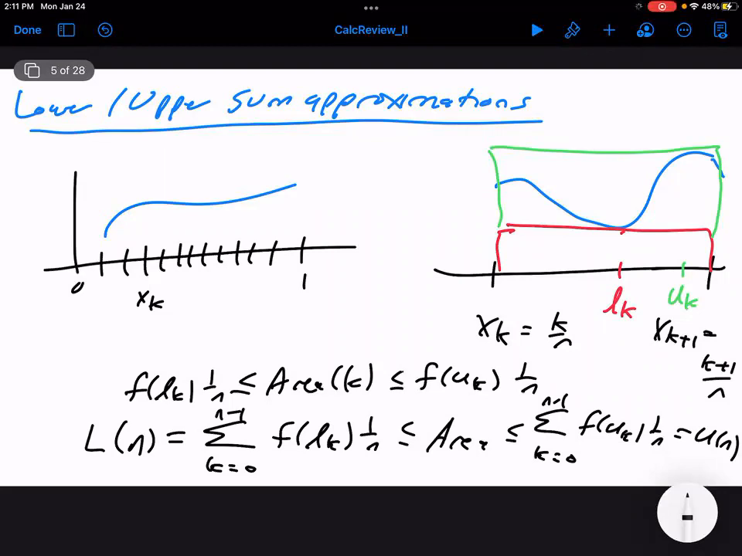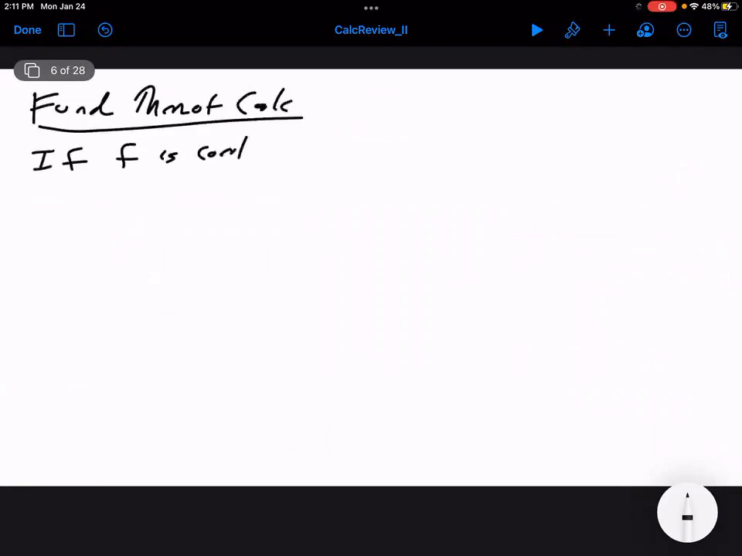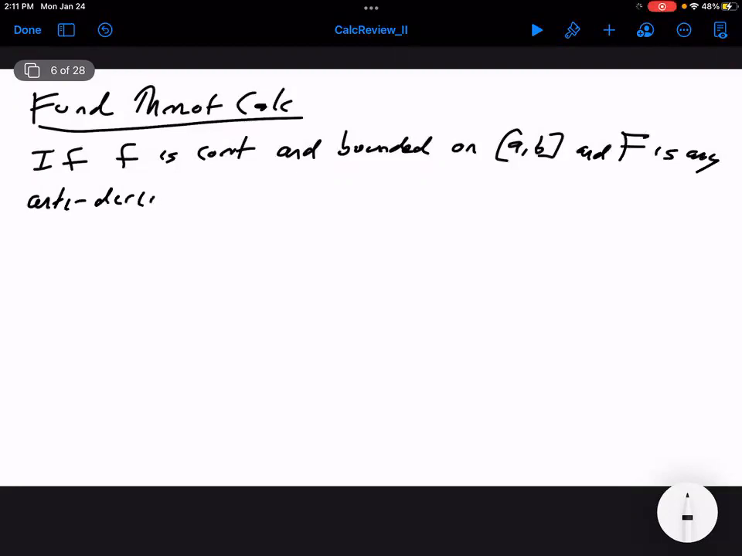So we can numerically approximate the area. That's great. Can we actually come up with a nice formula? And it turns out if our functions are nice, we can. And this is the fundamental theorem of calculus. So if f is continuous and bounded on [a, b], that means, for instance, it's at most 5 in absolute value, or 20 or 30, whatever. And big F is any antiderivative of little f. That means the derivative of big F is little f. And this is why we use this as notation.